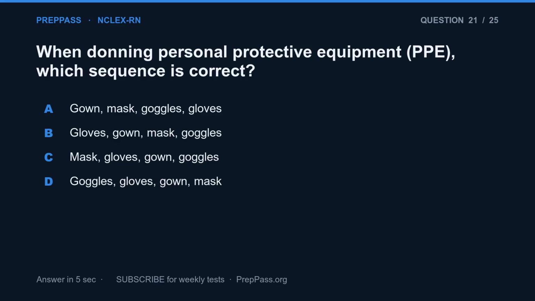Question 21. When donning personal protective equipment, PPE, which sequence is correct? A. Gown, mask, goggles, gloves. B. Gloves, gown, mask, goggles. C. Mask, gloves, gown, goggles. D. Goggles, gloves, gown, mask.